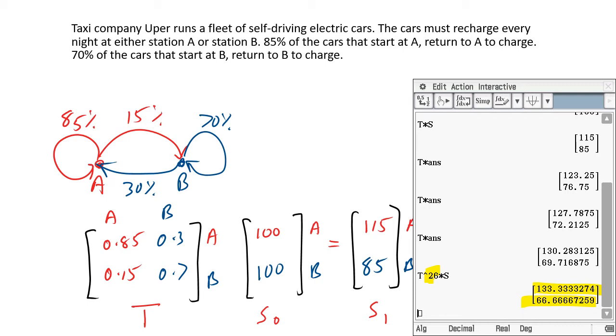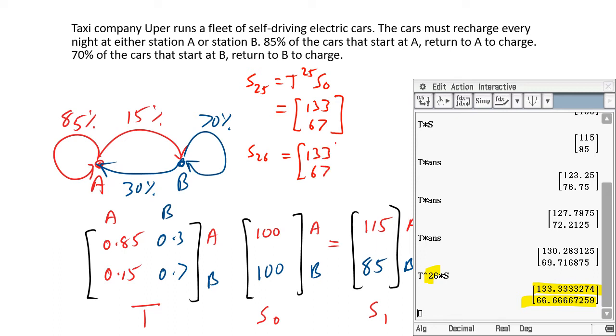So we said that S25 equals T to the 25 S0, which equals basically 133 and 67. Again, total 200. And then we worked out S26, and we can say it's exactly the same thing as 133 and 67. So basically what's happened here is there is no change in the values, right? And this has a special name. This is steady state.